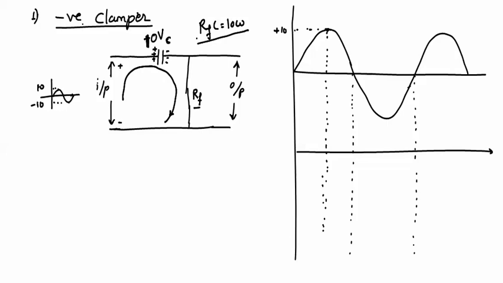Now if input falls below 10 volt, suppose input falls to 9 volt from the 10 volt, so after this point if input comes here at 9 volt, then we can see the operation of the circuit changes a little bit.